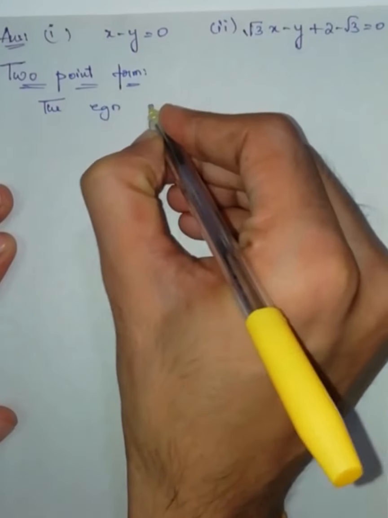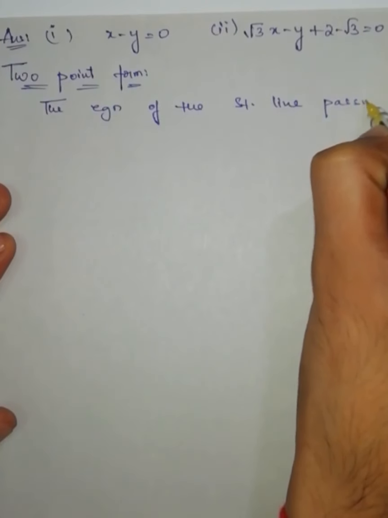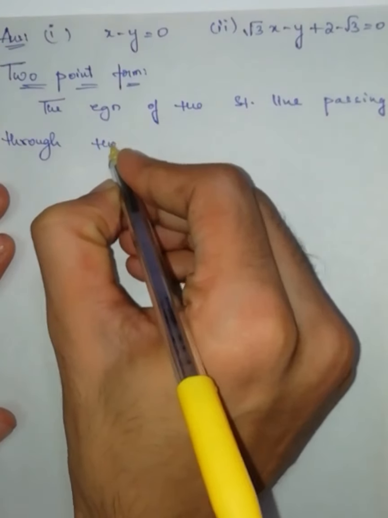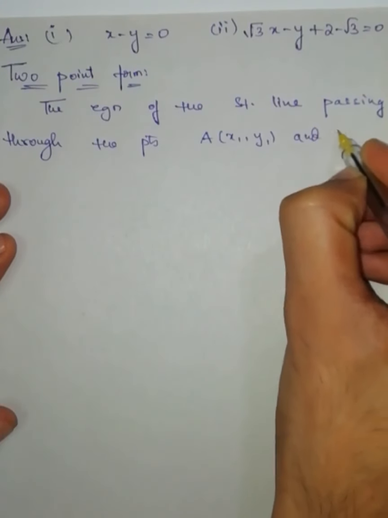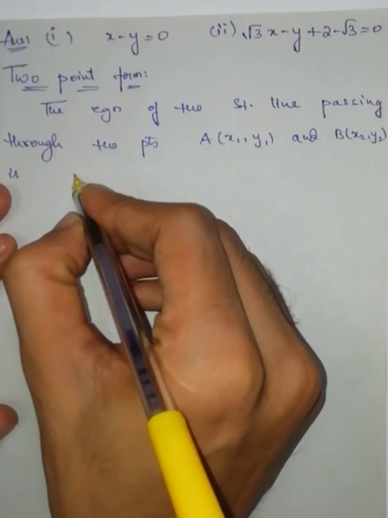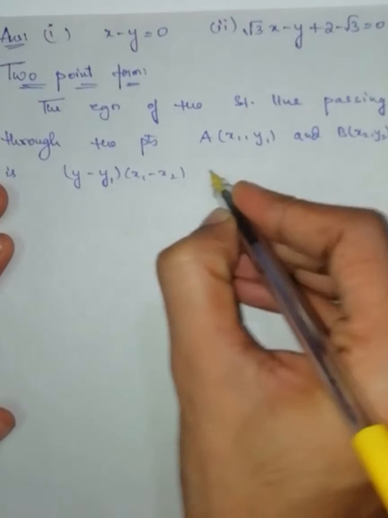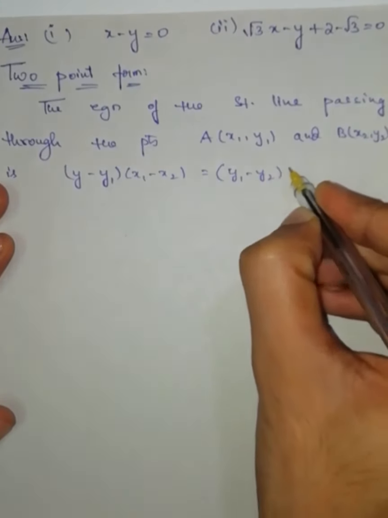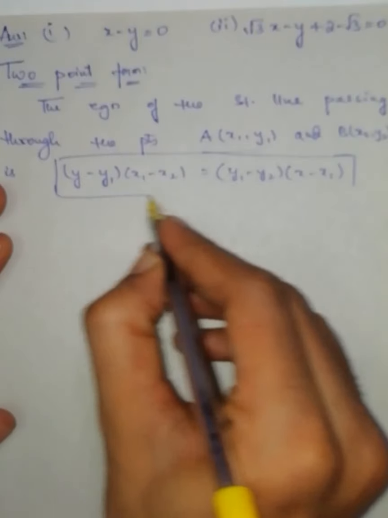The equation of the straight line passing through the points A of x1 comma y1 and B of x2 comma y2 is y minus y1 into x1 minus x2 is equal to y1 minus y2 into x minus x1. This is a 2-point formula.